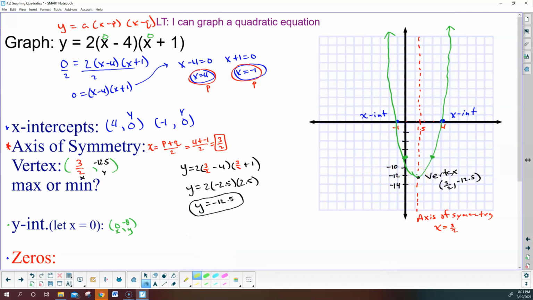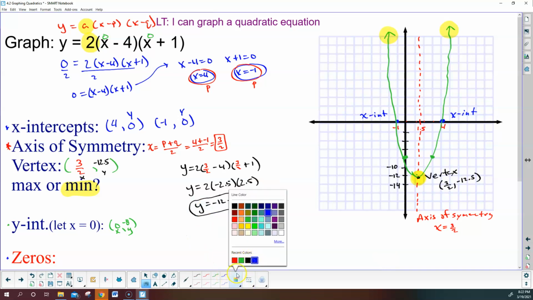Notice the vertex is down low and the function opens up. Why does it open up? Because the a value is positive. Because the a value is positive, the vertex is the lowest point on the graph. So that means my graph has a minimum.